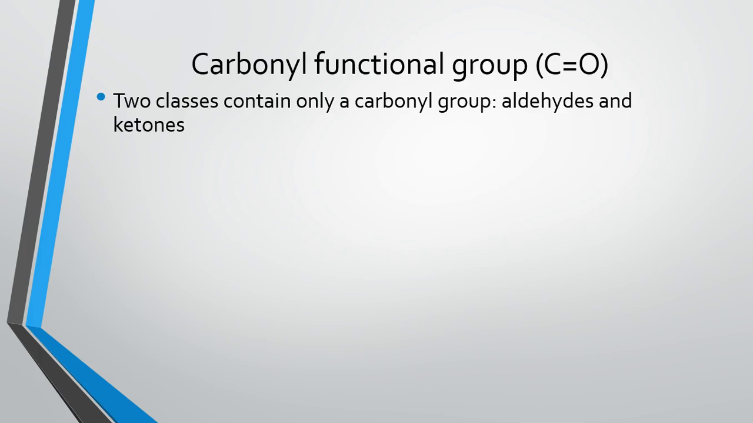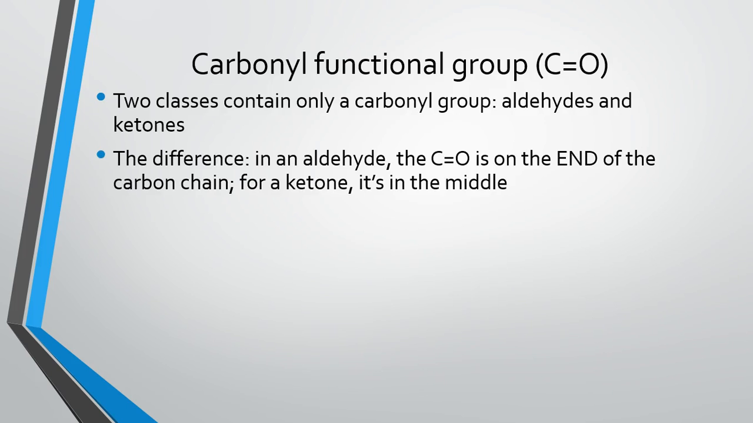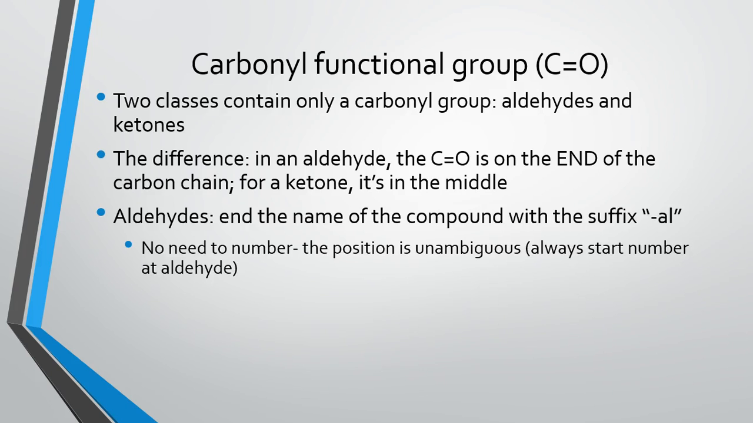Okay, moving right along, let's talk about carbonyl groups. The carbonyl group is a carbon double bonded to an oxygen, and there are 2 classes of molecule that contain only a carbonyl group, aldehydes and ketones. Here's the difference. In an aldehyde, the carbonyl is at the end of the carbon chain. Doesn't matter which end, but as long as it's on the last carbon in the chain, that's what makes it an aldehyde. If it's a ketone, it's going to be somewhere in the middle. Doesn't matter where it is in the middle, but it has to be in the middle.